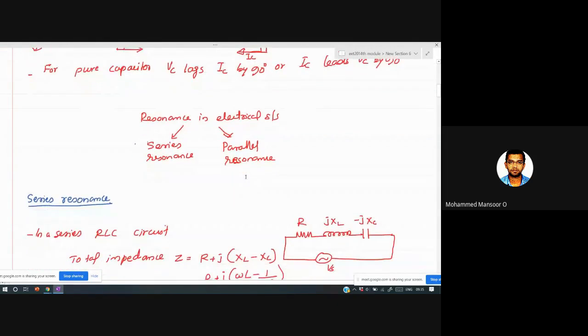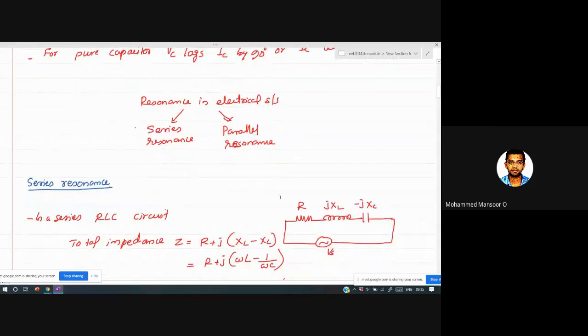Let's see series resonance. Let's consider an RLC series circuit which is excited by a sinusoidal voltage source. Resistance is usually denoted by R. Its unit is ohm.